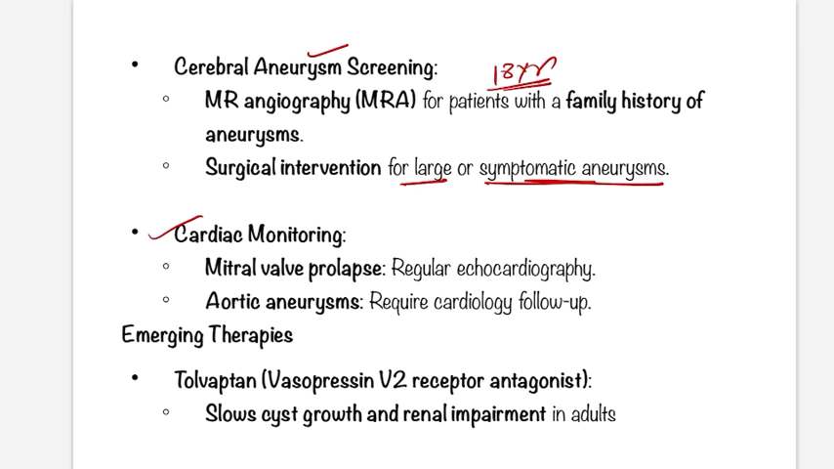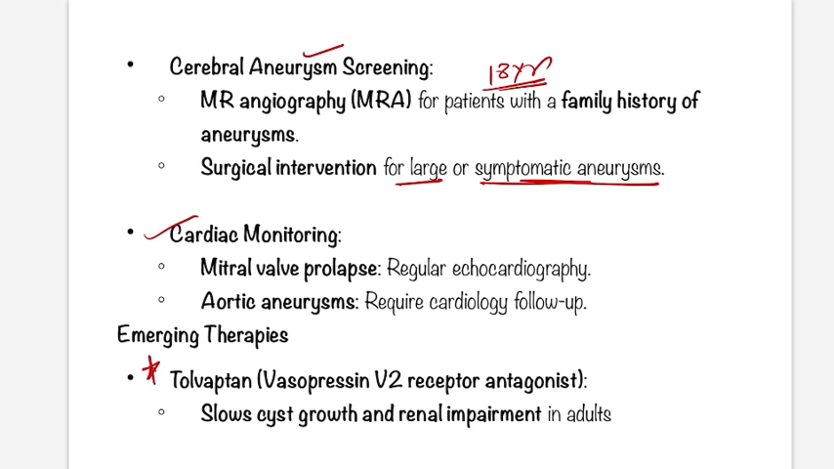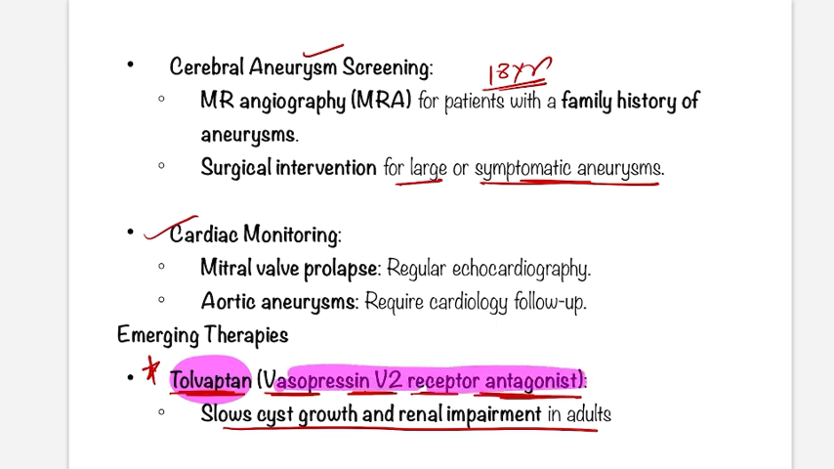And one drug that is very important: tolvaptan. What is tolvaptan? It is a vasopressin V2 receptor antagonist. Just remember, it is not an agonist. So tolvaptan is a vasopressin V2 receptor antagonist. This actually slows cyst growth and renal impairment in adults. So this is very much important. Tolvaptan, a vasopressin V2 receptor antagonist. This drug is very much important in initial consideration.